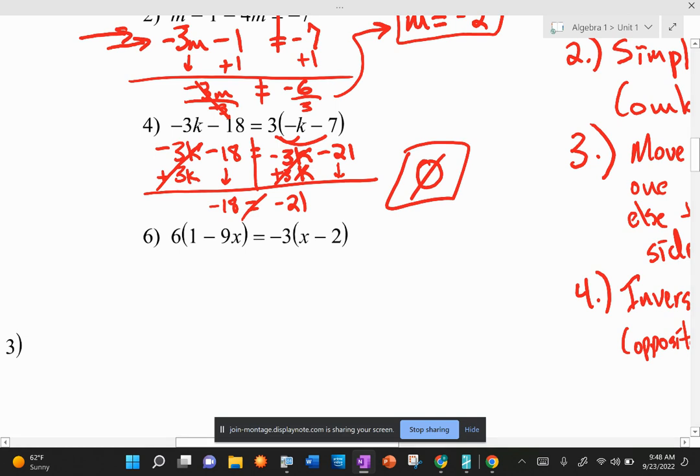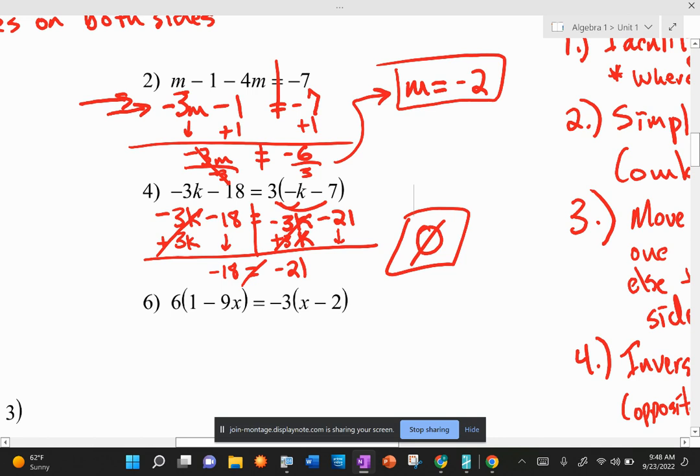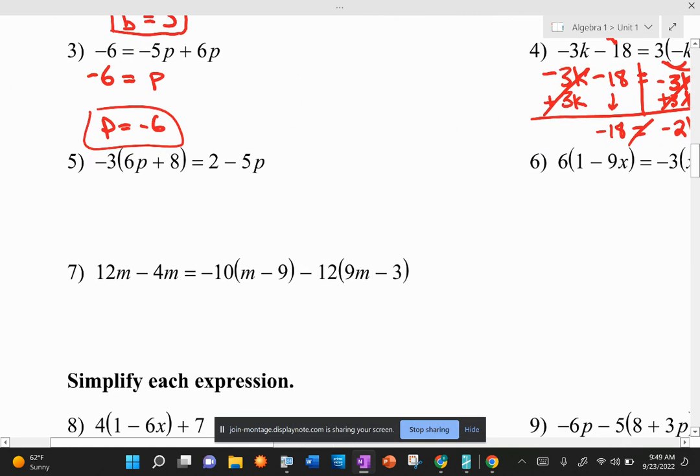That means, if we're thinking in context of actual solutions, when we find an actual solution, so like on number 2, we found m equals negative 2. If we plugged a negative 2 back into the problem, it would all work out beautifully, right? But if we plugged in any other number, it wouldn't work. On number 4, it doesn't matter what number we plug in. You can plug in any number that exists, and it would never come out to work. So, try number 5.